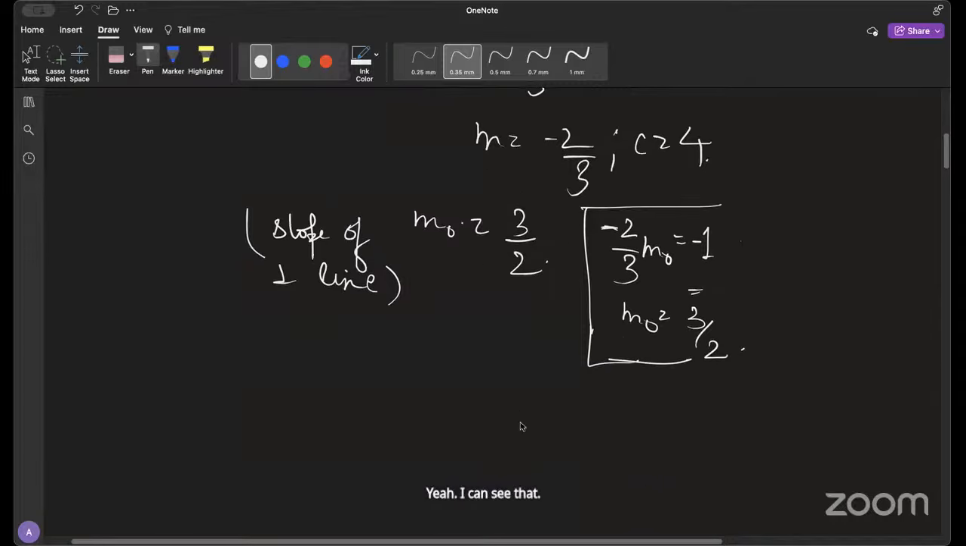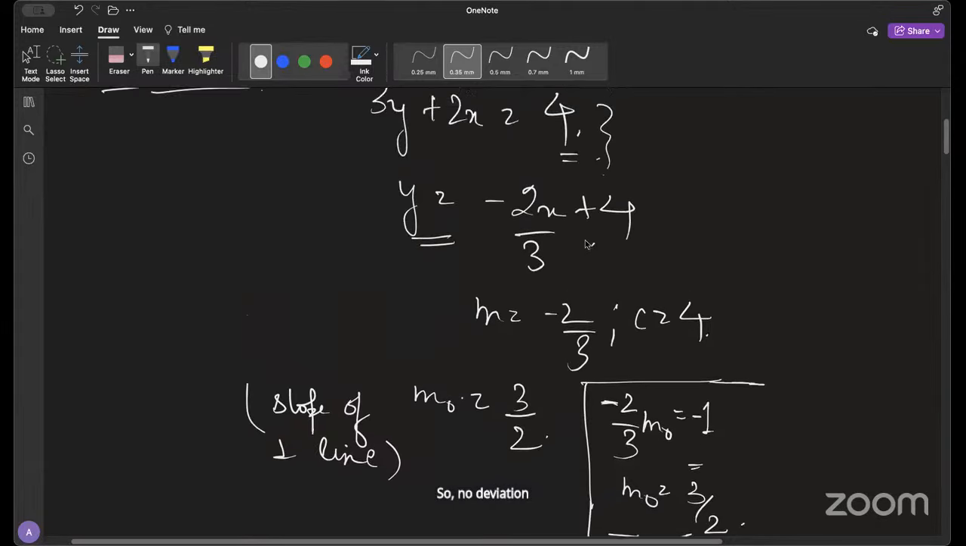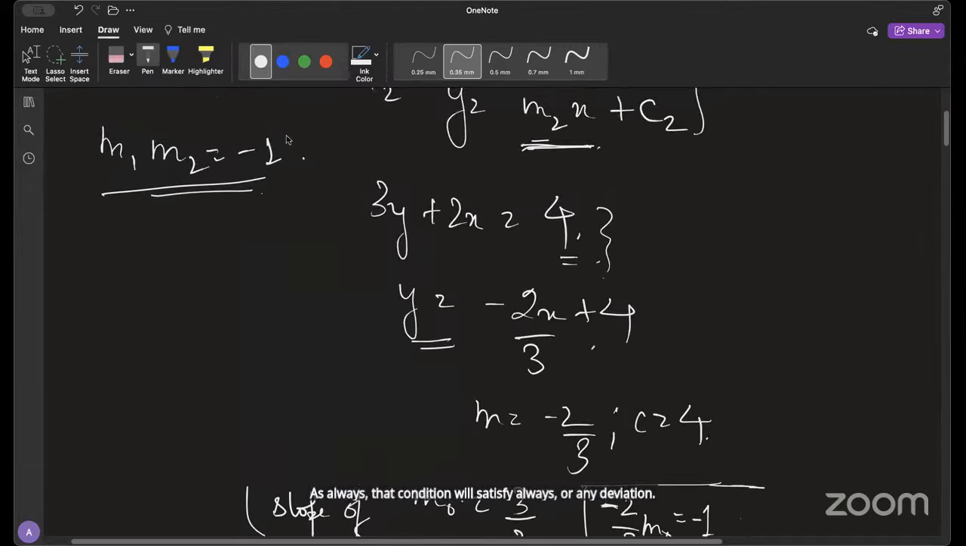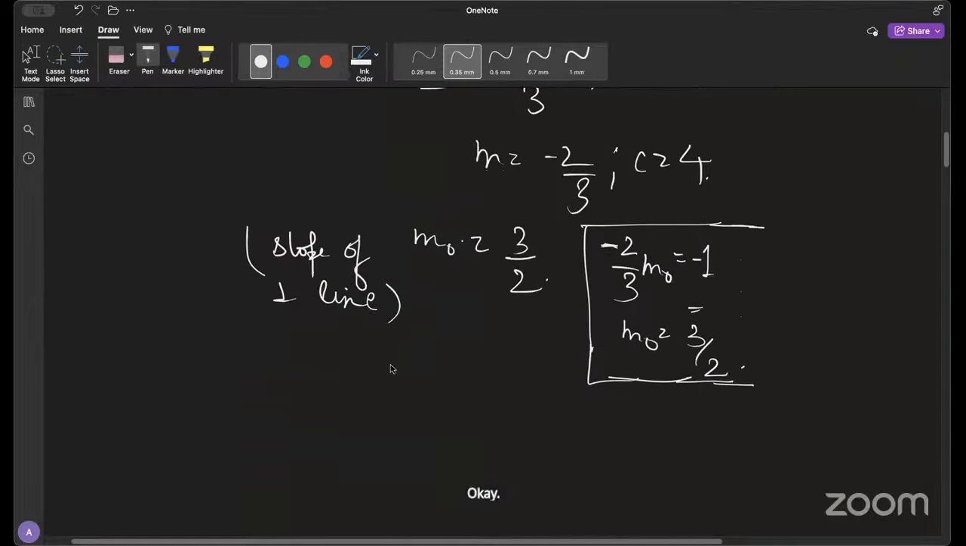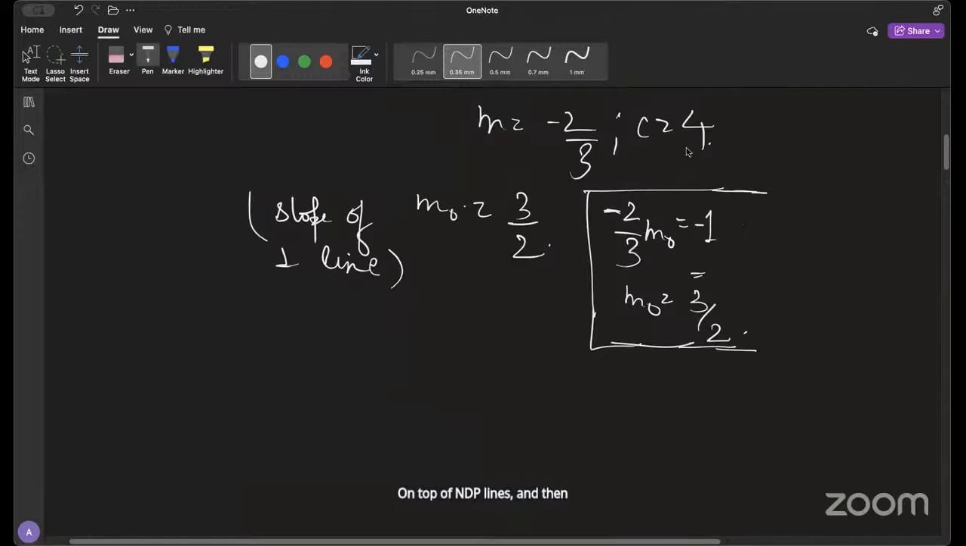That condition will always be satisfied. There is no deviation for perpendicular lines. That's how you identify perpendicular lines. This always holds for two perpendicular lines. And then what can differ is your intercept.